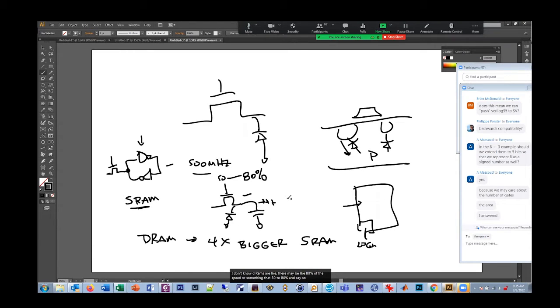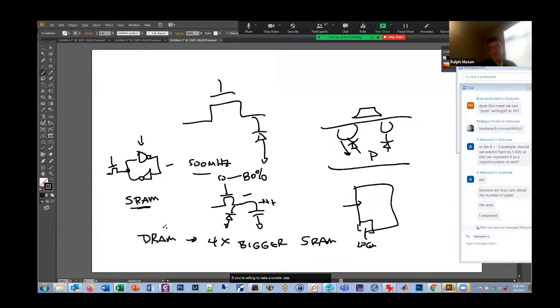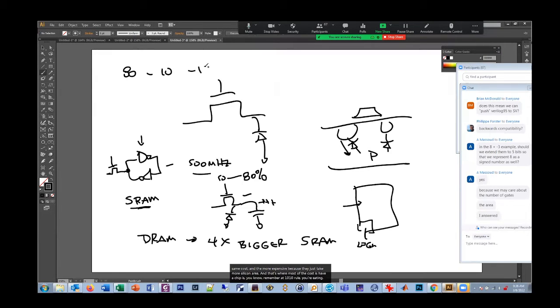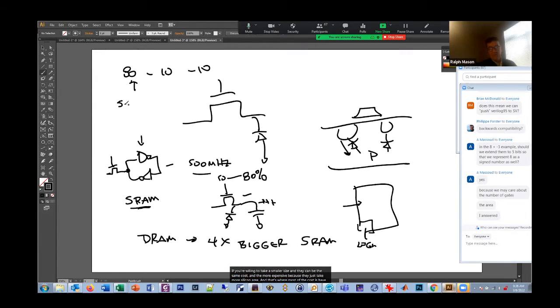Okay. It's also more expensive, right? SRAMs are more expensive. For the same size, it'll be more expensive. So if you want the same size, it's more expensive. If you're willing to take a smaller size, then they can be the same cost. And they're more expensive because they just take more silicon area, and that's where most of the cost of a chip is. Remember our 80-10-10 rule? 80% of the cost is the silicon, 10 is the package, 10 is the testing. So more area, more cost.